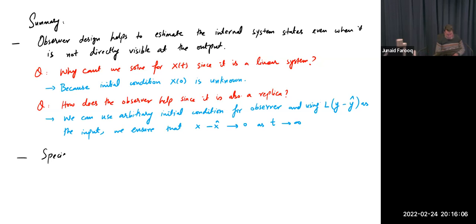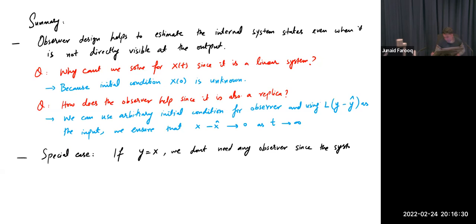Okay, now the question is, we can have special cases. So if y equals x, that means we don't need any observer, because the system states are available at the output. So because we have the states exactly, we can feed them back using static gain feedback and make the system overall stable.